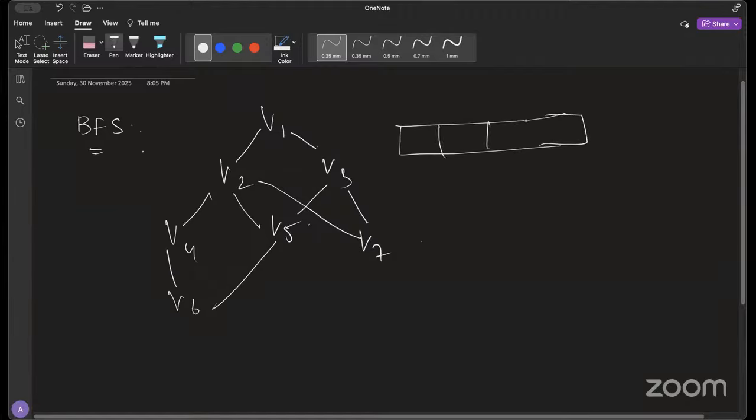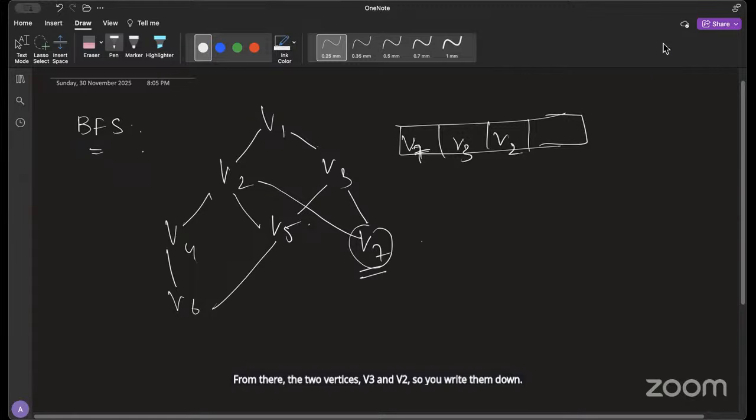But then in this, we only do the BFS tree as well. How do we consider the BFS tree? We start with, let's say you're starting with the V7 vertex. Let's start with this one this time. Start with V7 vertex. From there, the two vertices V3 and V2. So you write them down. V3, V2.